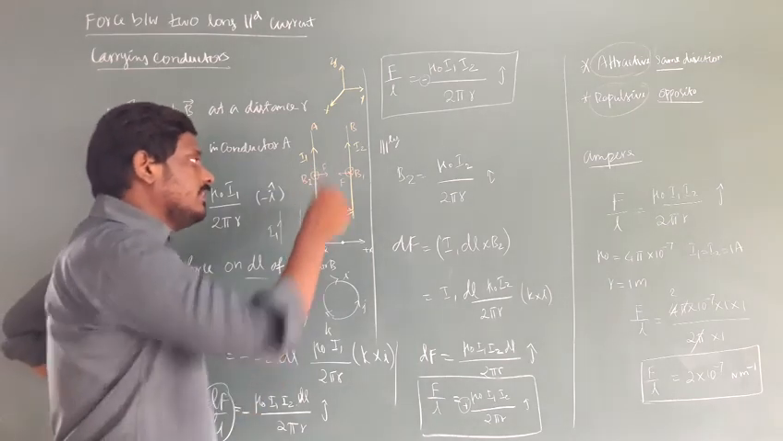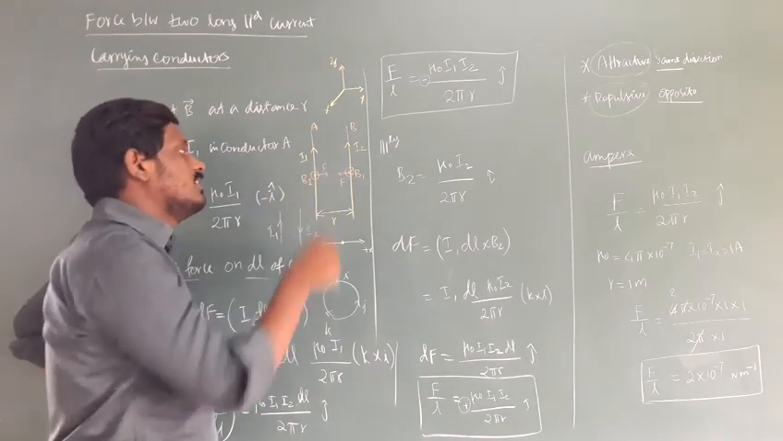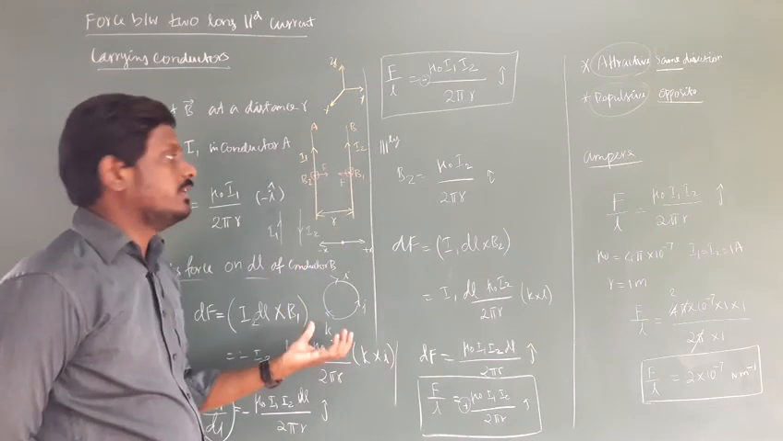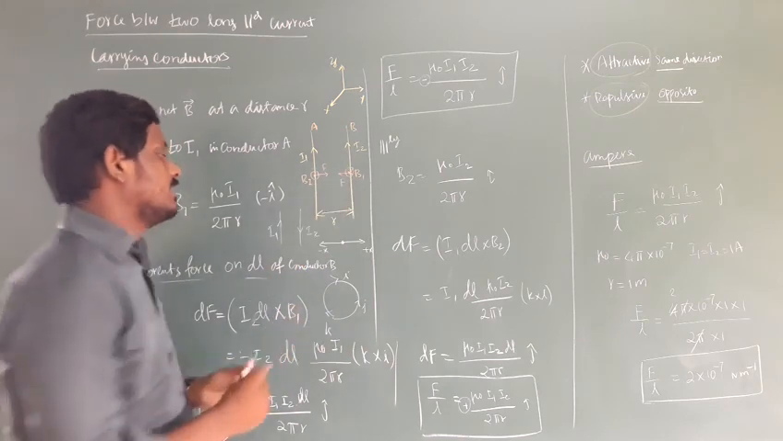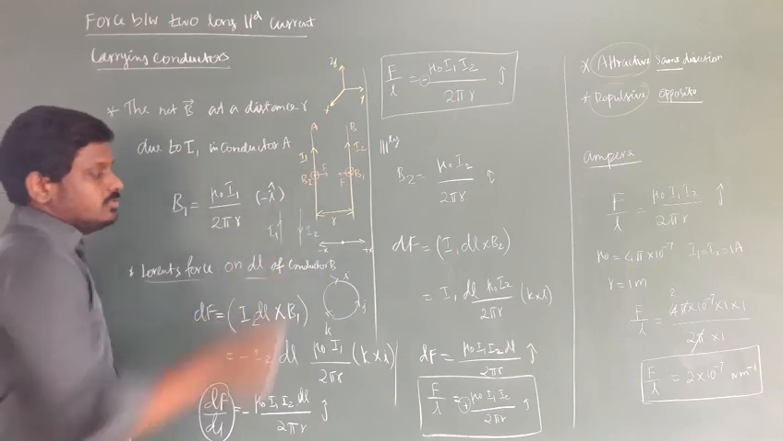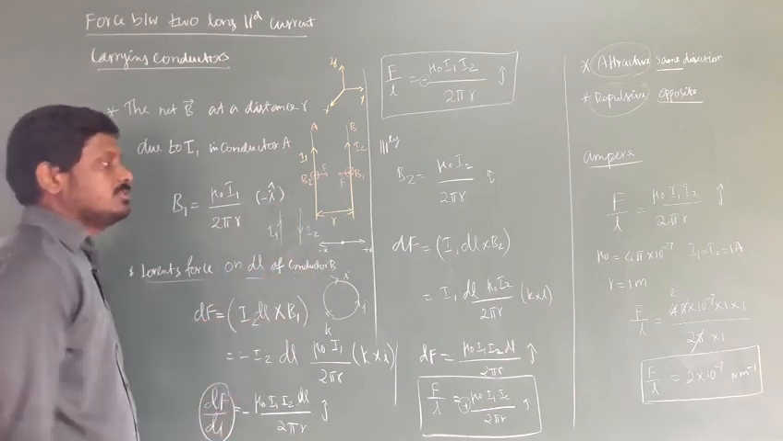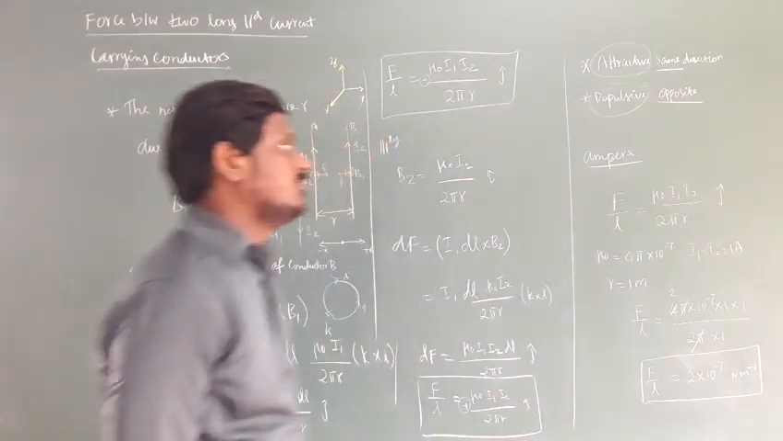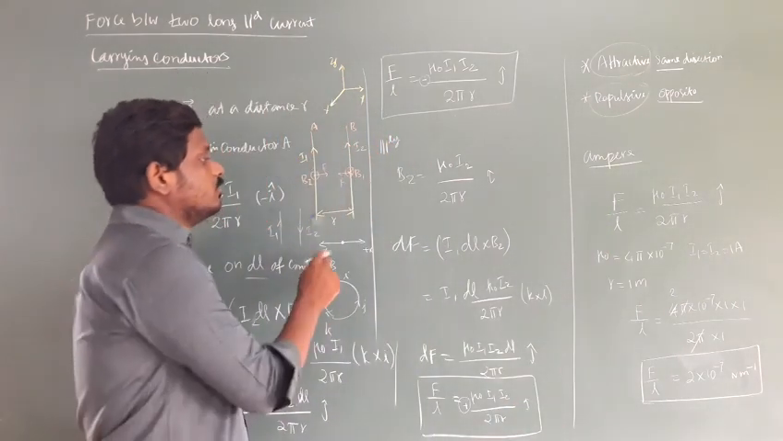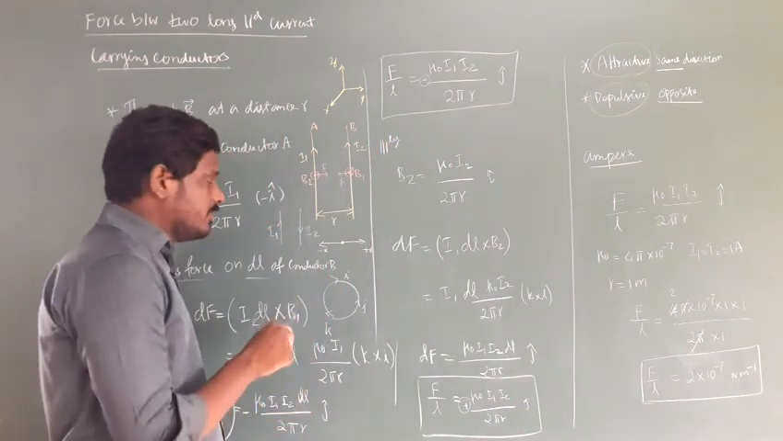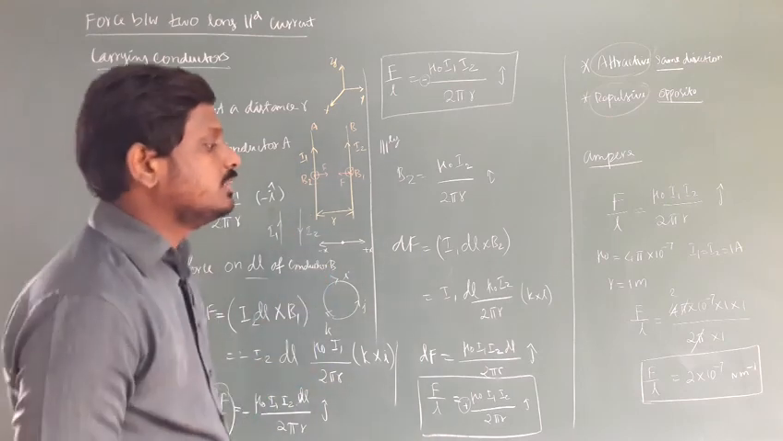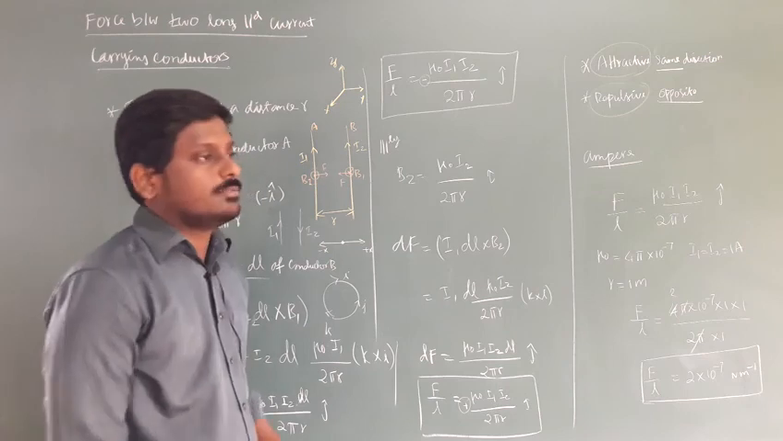If two current carrying conductors are parallel and the direction of current is the same, there is an attractive force between the two conductors. If the current direction is opposite, one goes upwards, another goes downward, there should be a repulsive force. Then what is the definition of ampere? If two current carrying conductors carry 1 ampere, there is a force of attraction or repulsion of 2 into 10 power minus 7 Newton meter power minus 1.